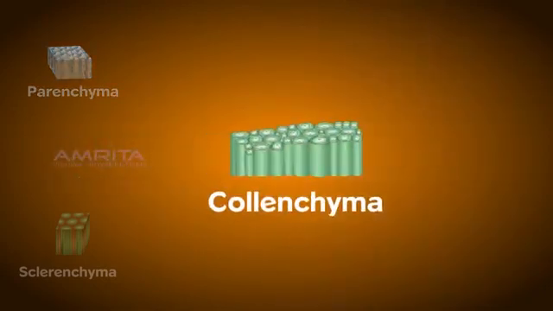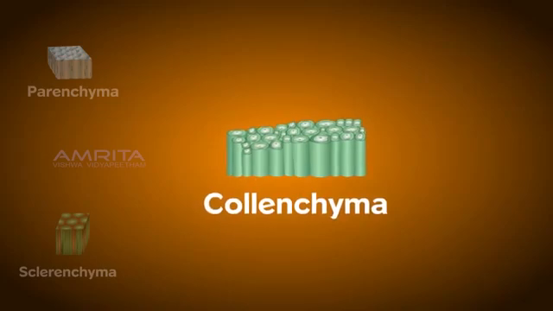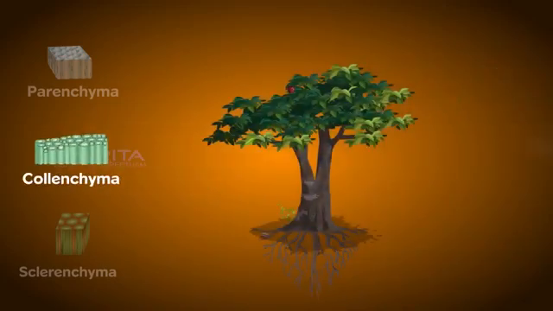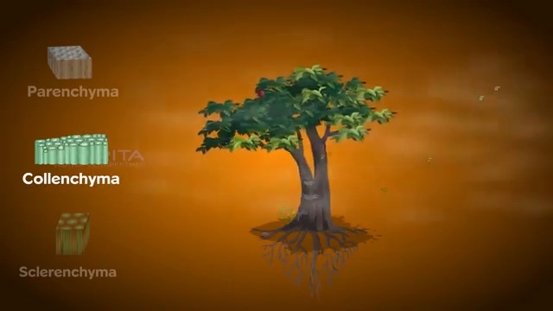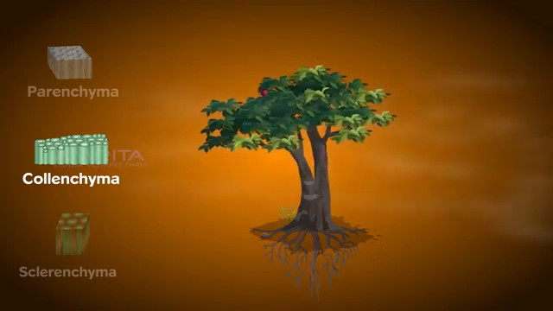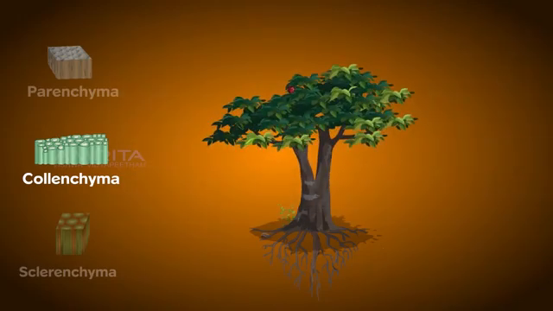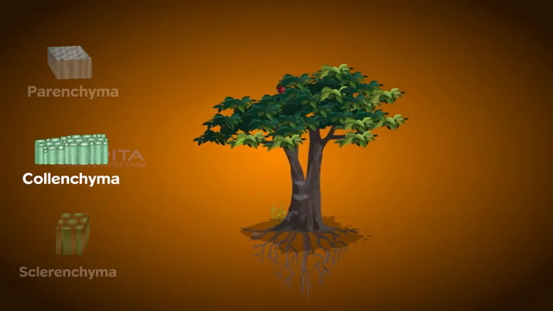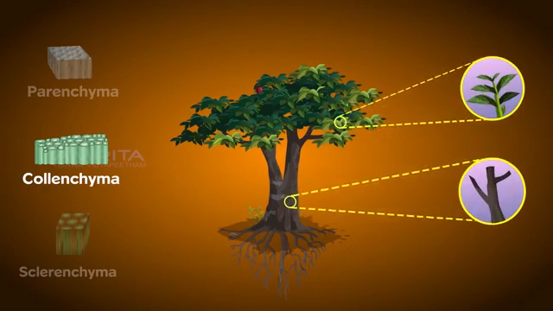The collenchyma tissues are composed of living, elongated cells. They provide elasticity, mechanical support, and tensile strength to the plant body. They are found mainly in the cortex of stems and leaves.